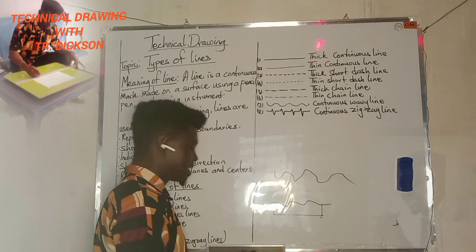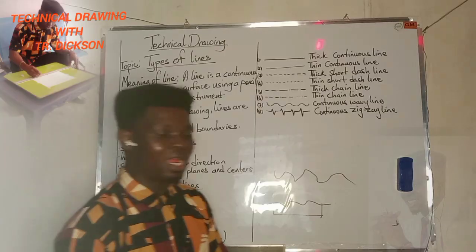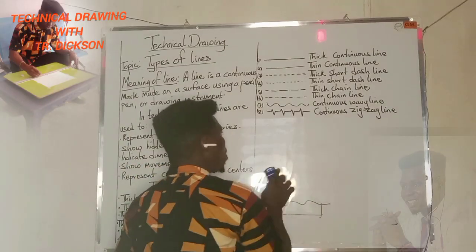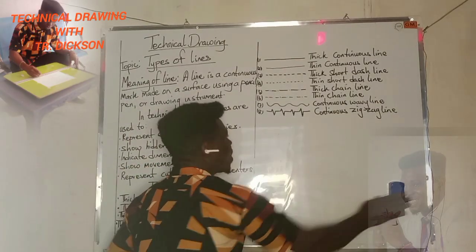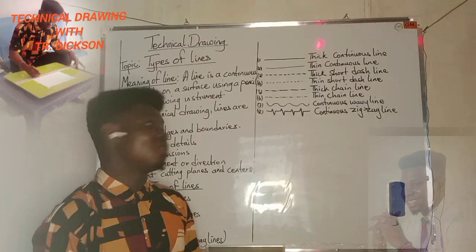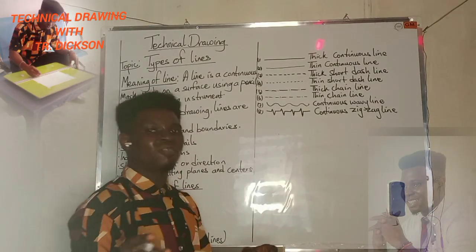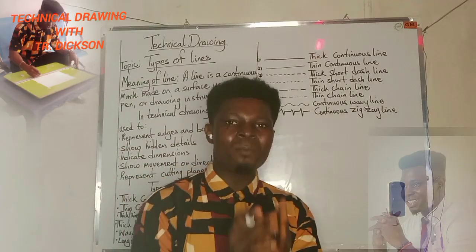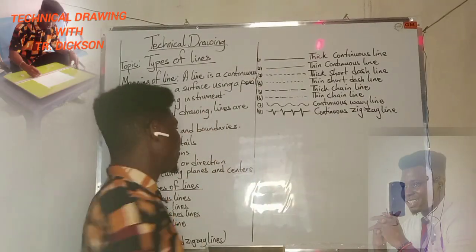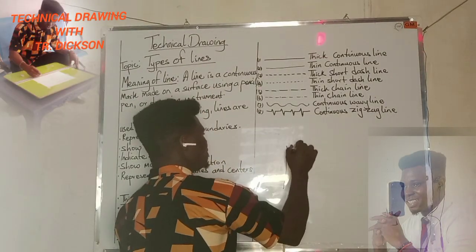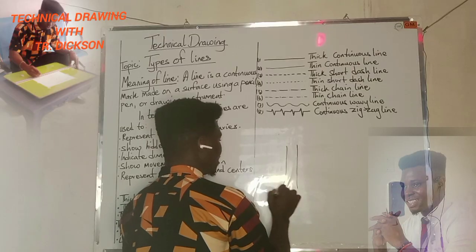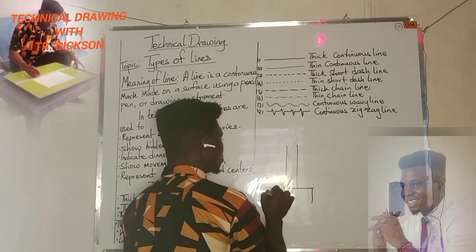Now the last kind of line that we will consider today is called rule zigzag line or continuous zigzag line. What do we use it for? We use it for long break. For example, those in the building field will really understand what I'm going to draw now.